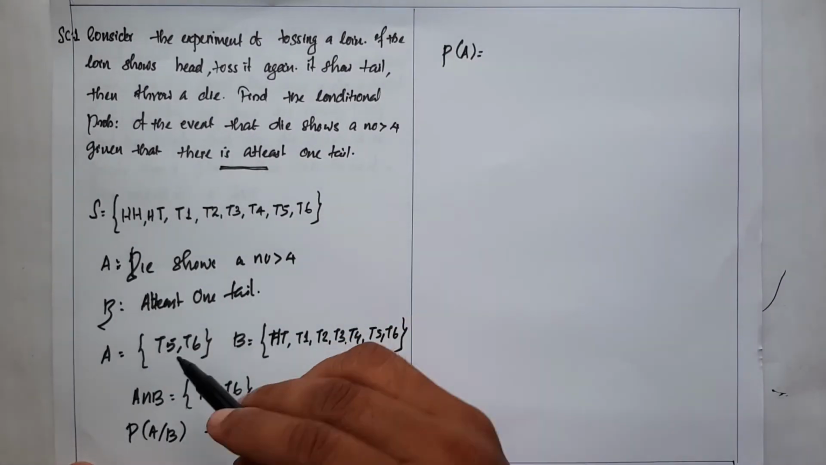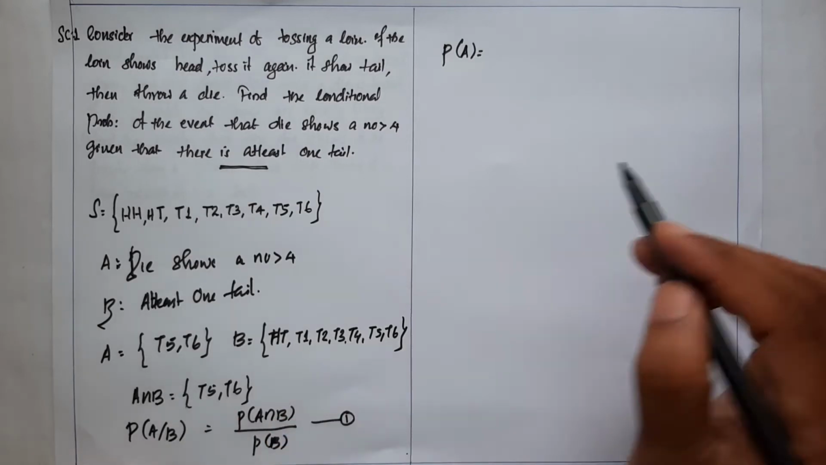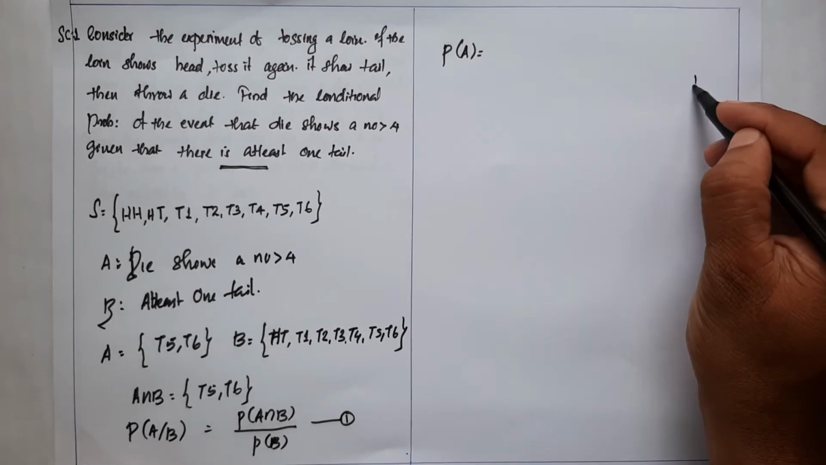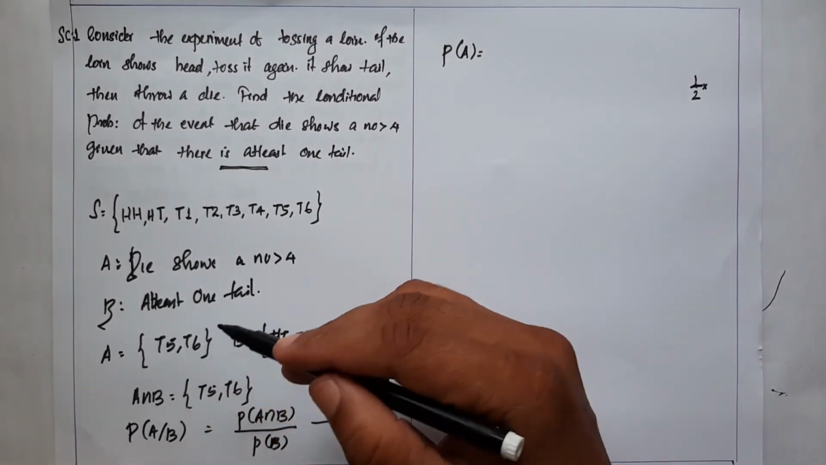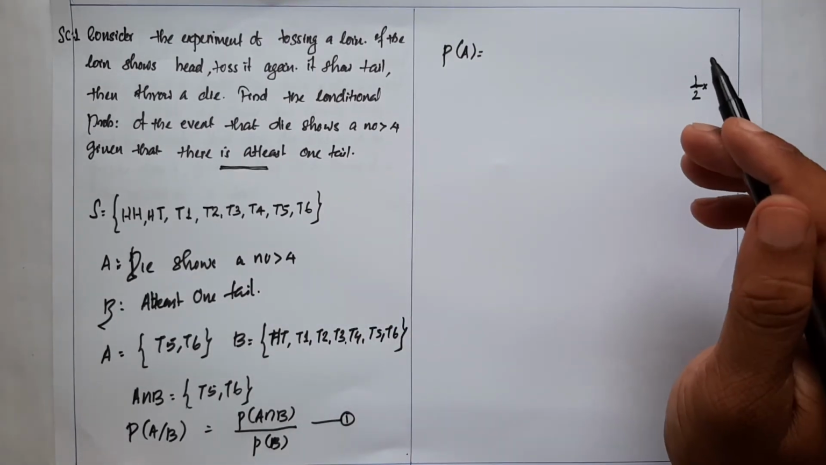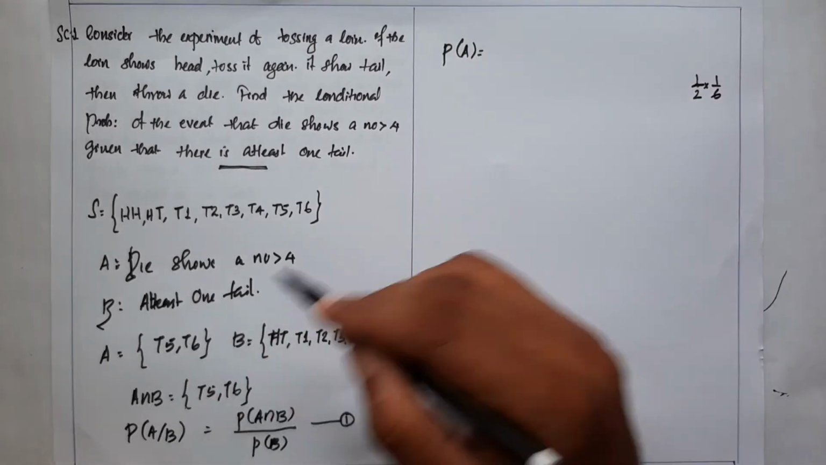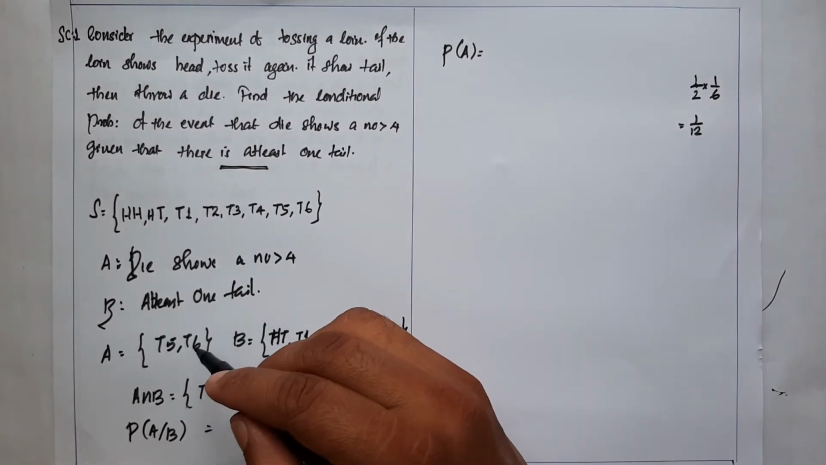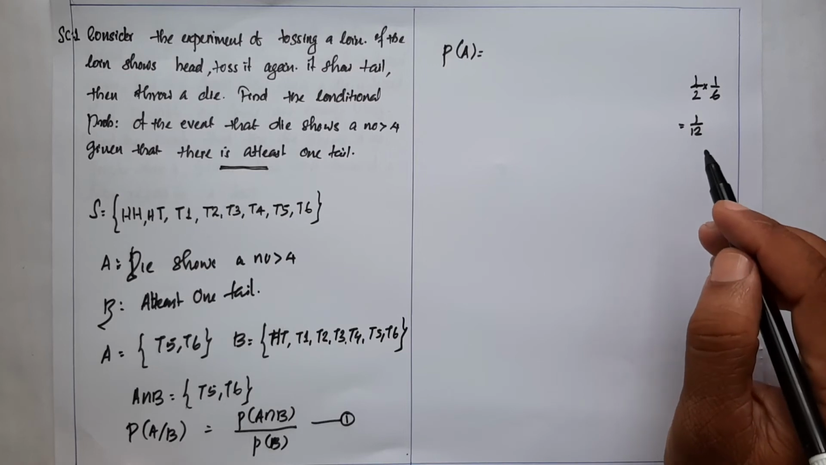The probability of getting the element T5: when a coin is tossed, the probability of getting tail is 1 by 2, into the probability of getting 5. When a die is thrown, the probability of getting 5 is 1 by 6. Therefore, the probability of getting the element T5 is 1 by 12. And the probability of getting T6 is also 1 by 12.